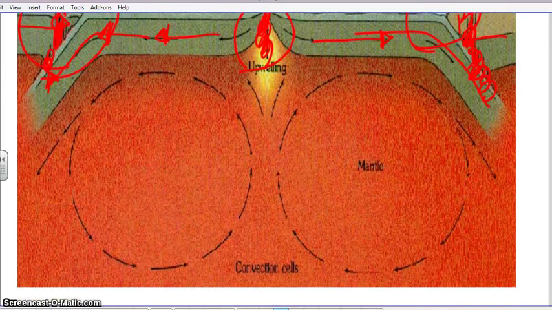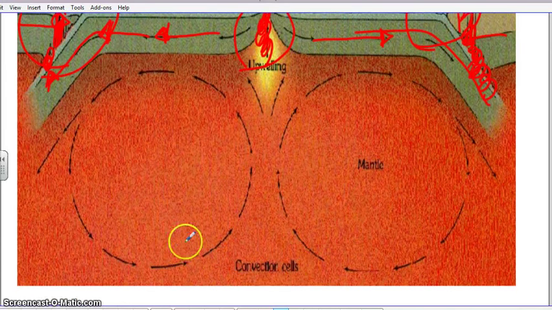Okay, so I really do like that. And oh, look at that! Look at that nice force there. Yeah. Convection currents. Love it.